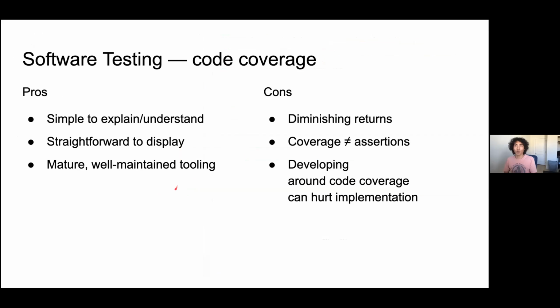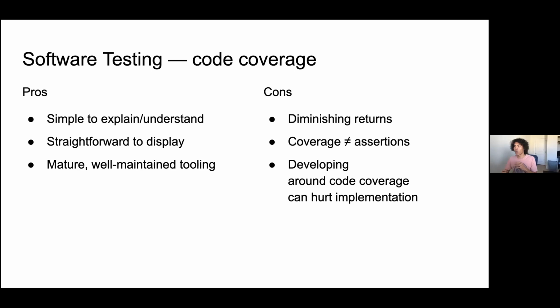Like most things in computer science, there's a trade-off to using code coverage. Some of the pros are that it's relatively simple to explain and understand. It's also very easy to display because it maps so well to the code. And furthermore, there's a lot of mature and well-maintained tooling around code coverage. Many different testing libraries support tracking code coverage.